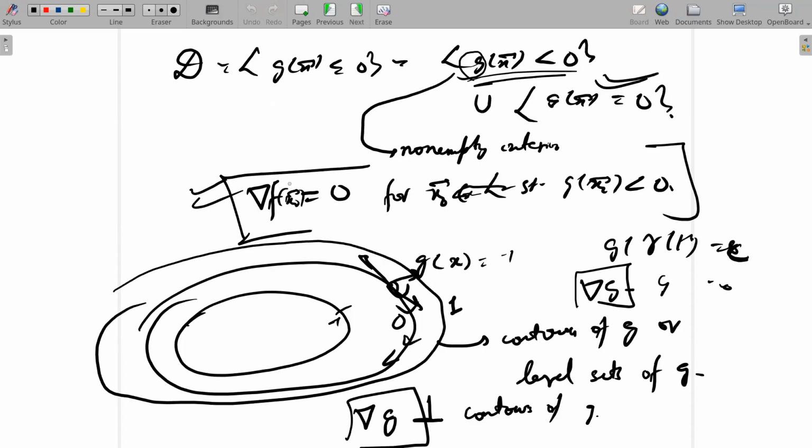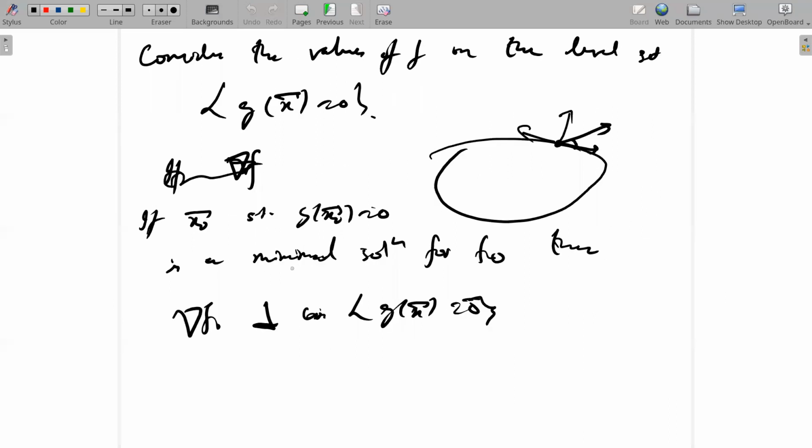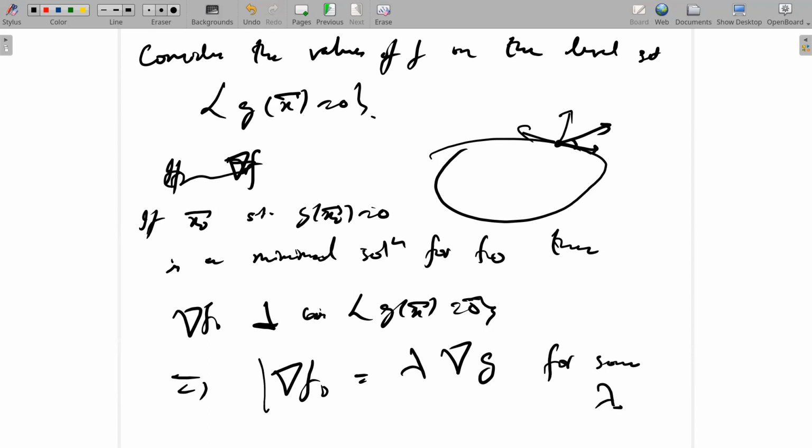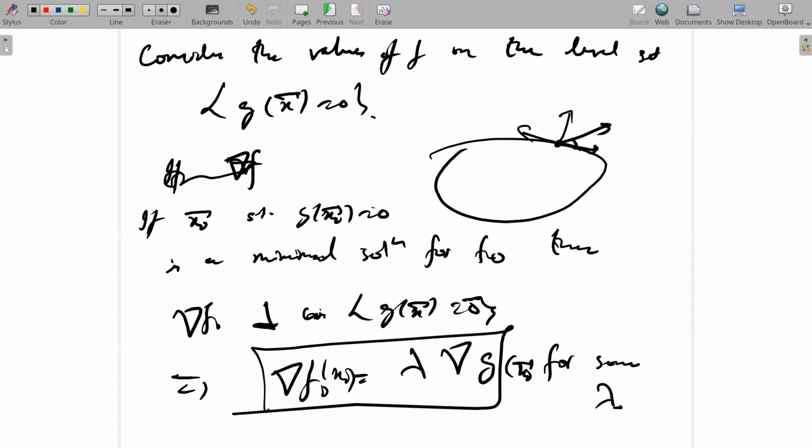So we have this curve where grad g is also perpendicular and grad f is also perpendicular, which implies grad f naught is equal to lambda grad g for some lambda. And this is in fact the method of Lagrange multipliers, right? What you do is set this equation up. So this is at x naught, at the minimum. You set up grad f equals lambda times grad g. Then you solve for x naught and lambda, and then you check for feasibility, and x naught belongs to the feasible set. So this is a very nice geometric interpretation here.